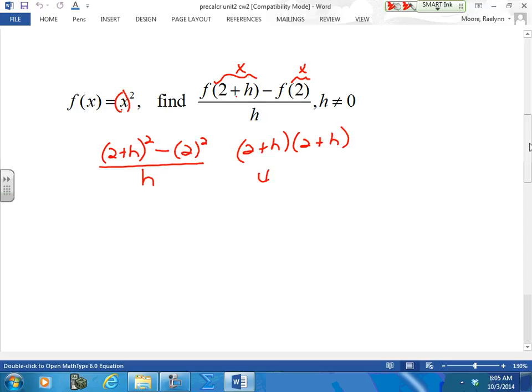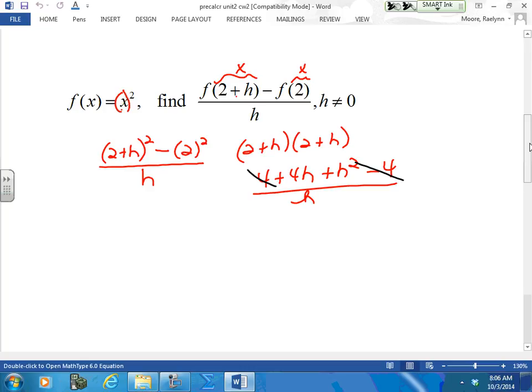So I get 4 plus 2h plus 2h minus 2 squared is 4. Now remember, when I condense the numerator, I have to get rid of every term that doesn't have an h in it. So it works out perfect. 4 and negative 4. Gone.